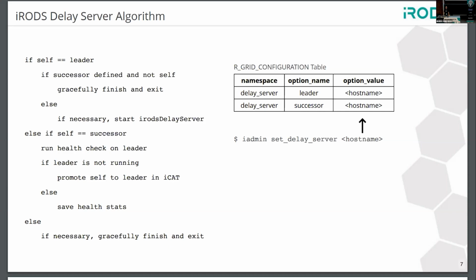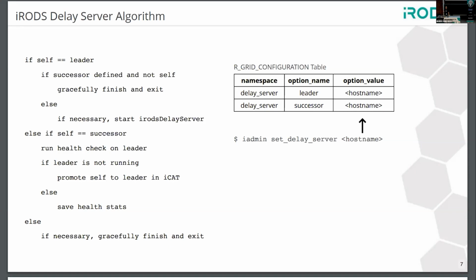So I run a health check on the leader, whatever that means. If the leader is not running, well, then it is my turn. I don't stand it up right now. All I do is update the catalog and get out, because I'm going to run this algorithm again in a few seconds. And at that point, I'll be in the first part, not the second part.